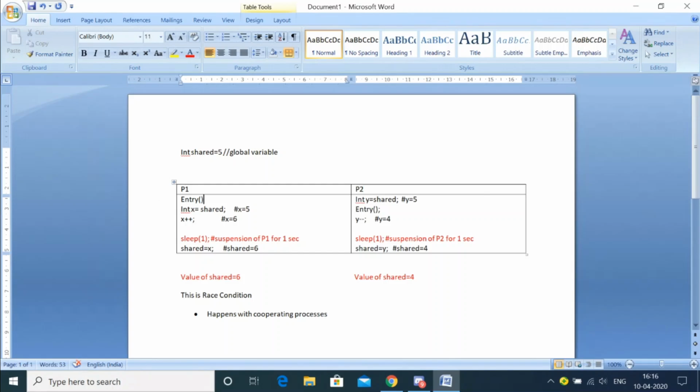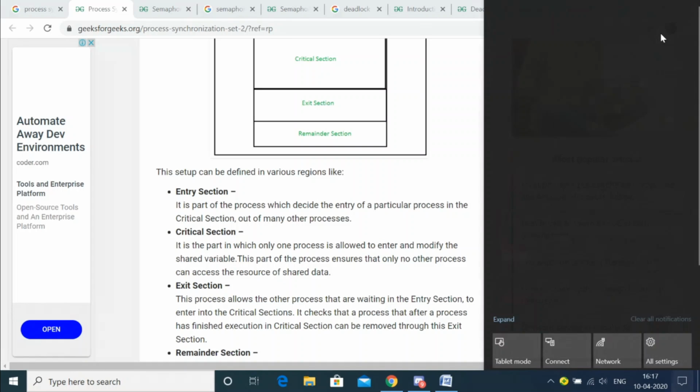That's why it is called the entry section. It is part of the process only. It is code for the entry section which decides the entry of that process into the critical section out of many other processes. Once you have prompted in the code that you have reached the entry section, that process will automatically be loaded in the critical section and executed. How long will it execute? Once it is in the critical section, how long will it stay loaded? That is also a question.